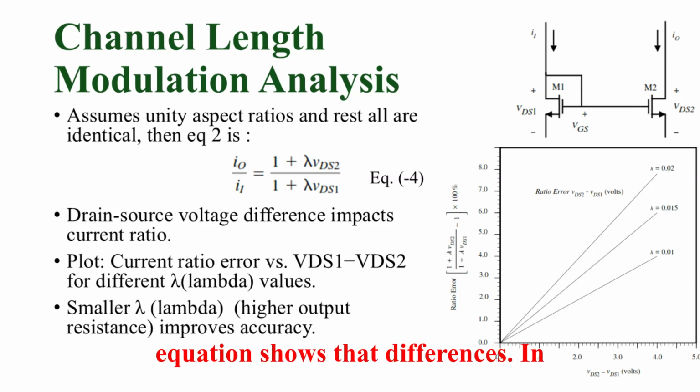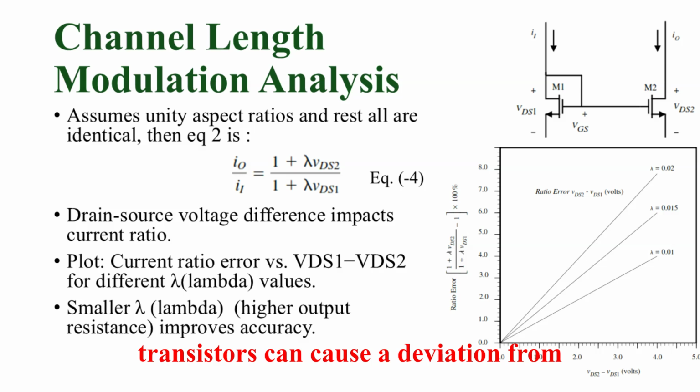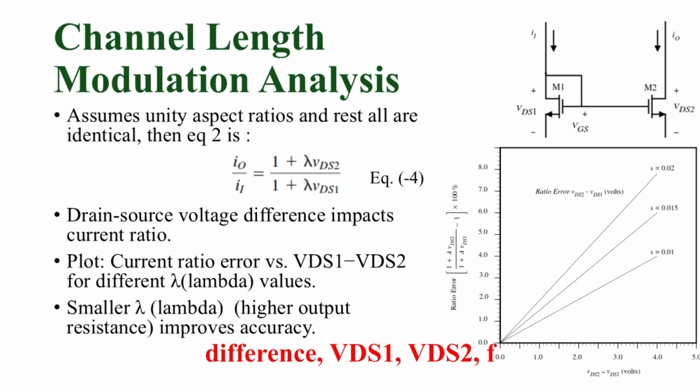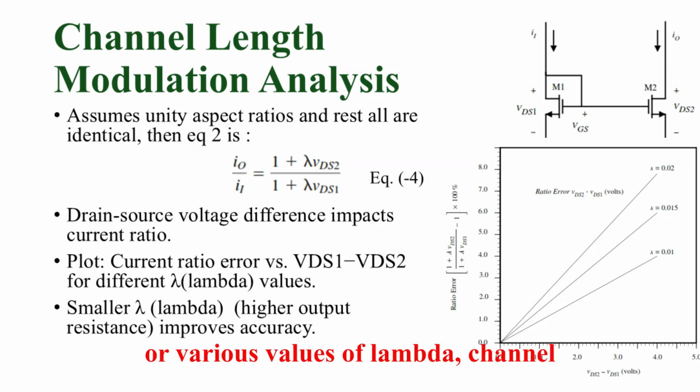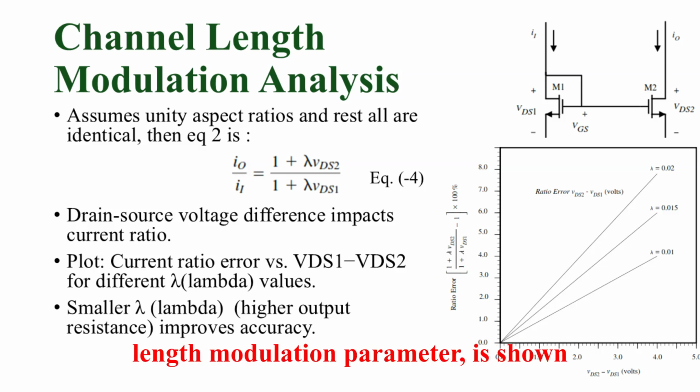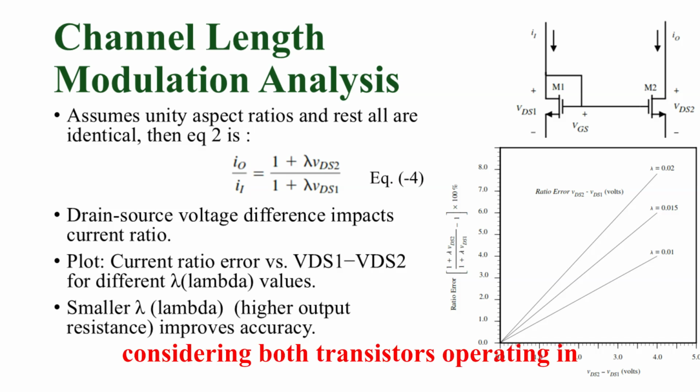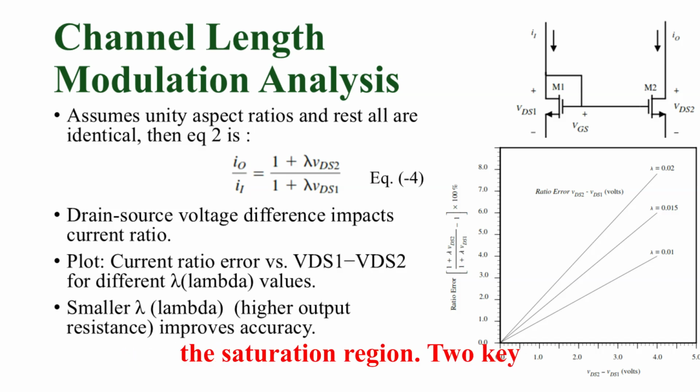This equation shows that differences in drain source voltages of the two transistors can cause a deviation from the ideal unity current gain or current mirroring. A plot of the current ratio error versus the drain source voltage difference, VDS1 minus VDS2, for various values of lambda, the channel length modulation parameter, is shown considering both transistors operating in the saturation region.